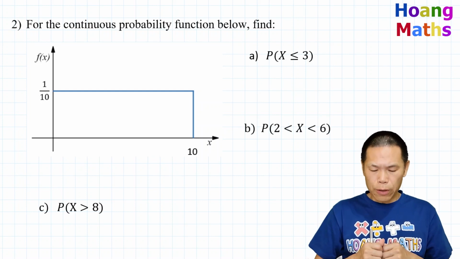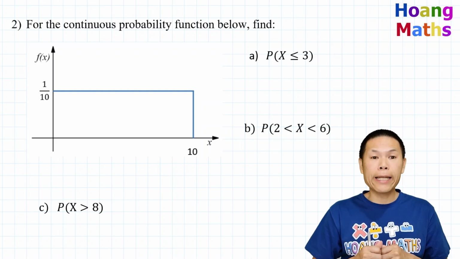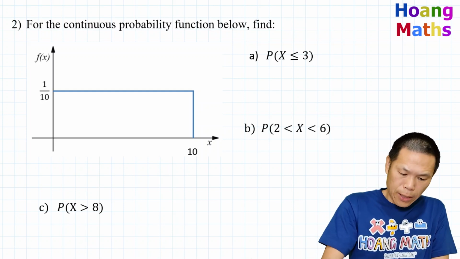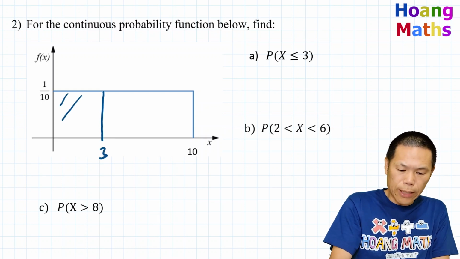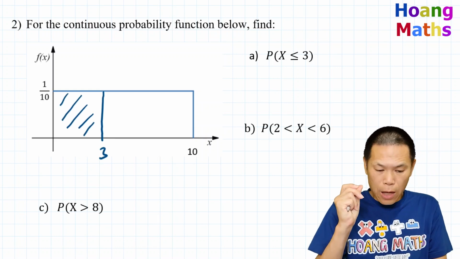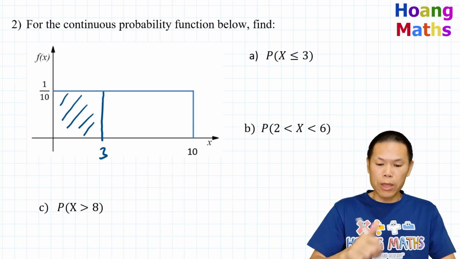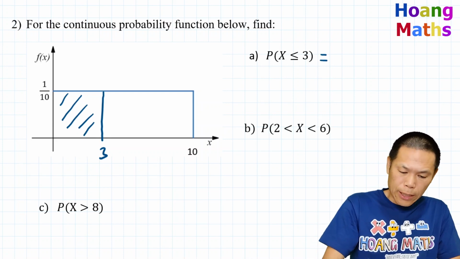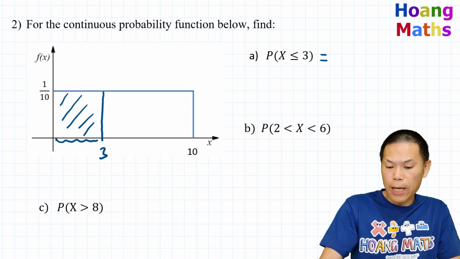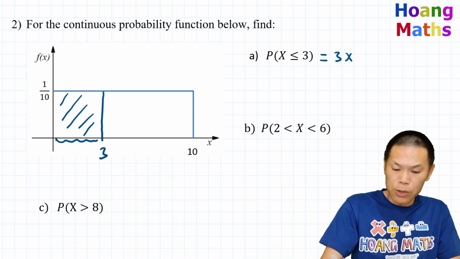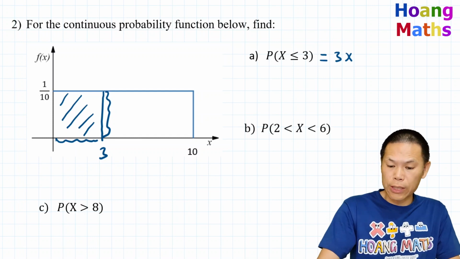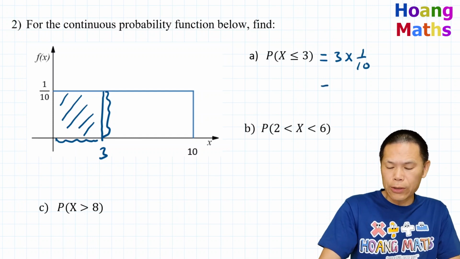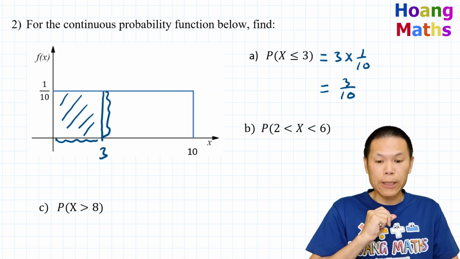So the first one, the probability of x less than or equal to 3 is this. This is 3 here, so we need to work out this area. The area of a rectangle is length times width, of course. The length is from here to here, that is 3 units, and we times the width of this, which is 1/10. So there you go. The answer is 3/10 or 0.3 if you like.